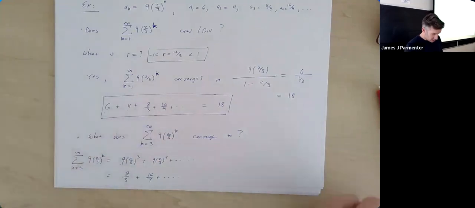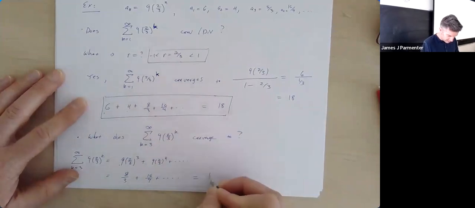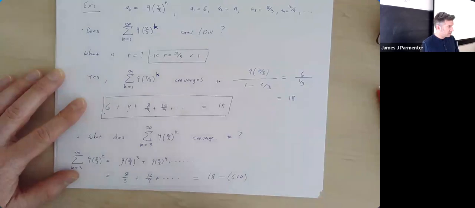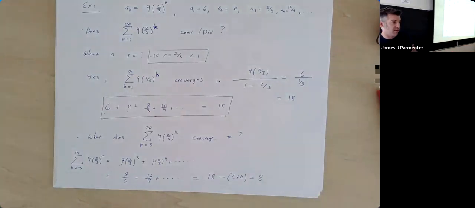The first two terms. So from this, we can see that it should add up to the same amount, except I have to subtract off the first two terms. Okay, but here's the really cool thing. You don't have to do this thing every time where you start where you like to start, and then subtract off how many terms you don't have to get the actual number you're looking for.